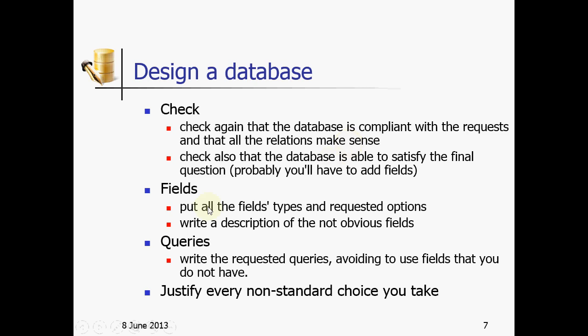Then put all the other fields. You will have also to put the field types and the options. We will talk about this later on. But then put all the other fields with the appropriate field types. If you are inserting non-obvious fields such as number, many of you write number, but a number of what? So please, a description of this non-obvious field. In particular, if they are written in languages which are not English. I tolerate them, but a description.